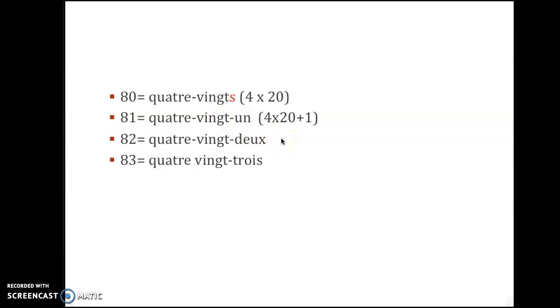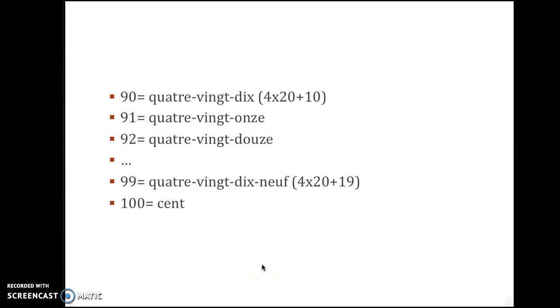Donc, on a 81, 82, 83, 84, 85, 86, 87, 88, 89. Maintenant, pour faire 90, we're going to do 4 times 20 plus 10. Donc, 90, 91, 92, 93, 94, 95, 96, 97, 98.